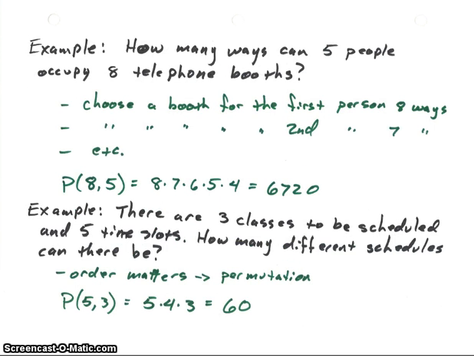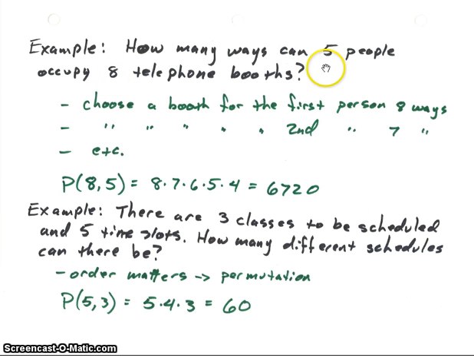Let's look at another example. How many ways can 5 people occupy 8 telephone booths? So we've got 5 people. There are 8 telephone booths, and 5 people are going to go into those telephone booths. Looking at this, we have to figure out what we are starting with and what we are choosing. You can kind of tell by the numbers that we're dealing with: 8 telephone booths, 5 people. So are we choosing people to go in each booth, or are we choosing booths for each of the people?